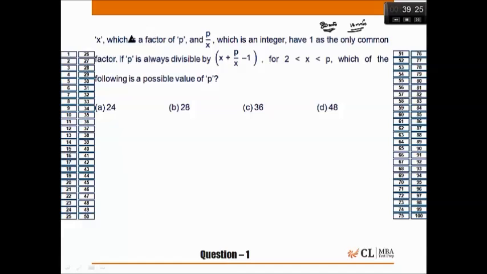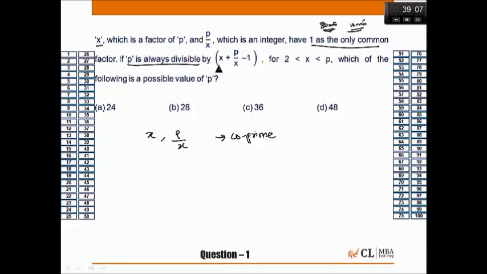Okay, let's see what it means. X is a factor of P. P minus X is an integer. So X and P minus X is what you're looking at, no? They have only one common factor, so they are co-prime. X and P minus X are co-prime. That is what is given.